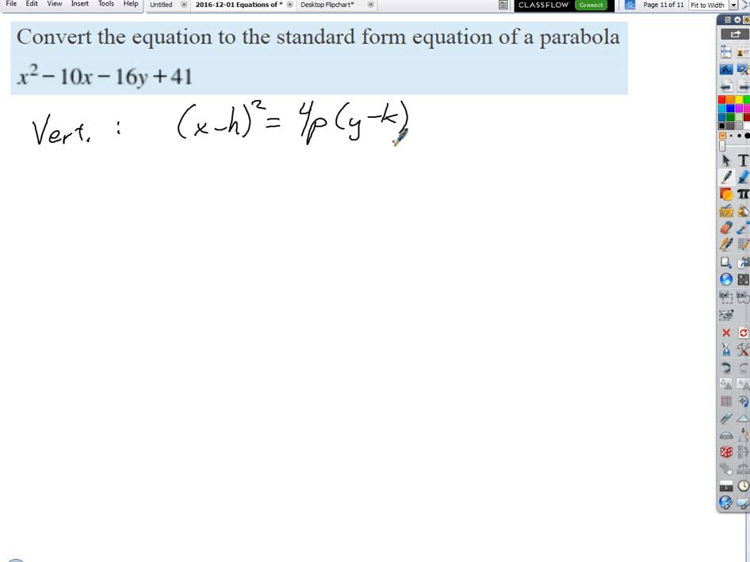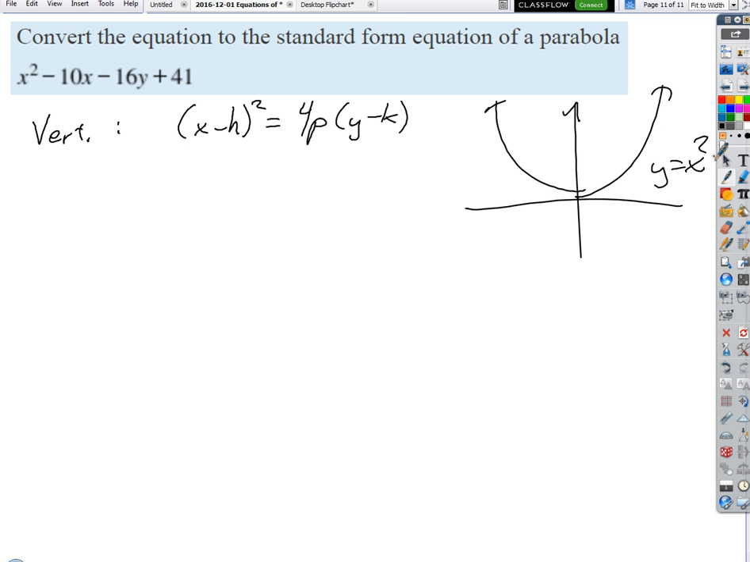If you're ever not sure, just think about the parent function for a vertical parabola, one centered on the origin. What's the equation of our everyday parent parabola? y equals x squared, right? Well, which one would that fit? If k was 0 and h was 0 and p was 1/4, then we would just get y equals x squared. So when the x's are being squared, that must be the vertical parabola. Okay? So that's what we got here, isn't it?